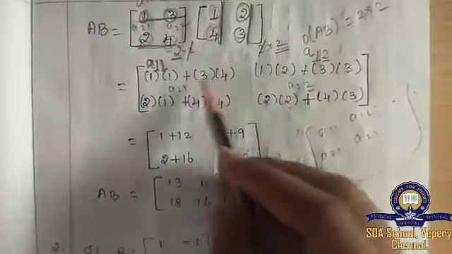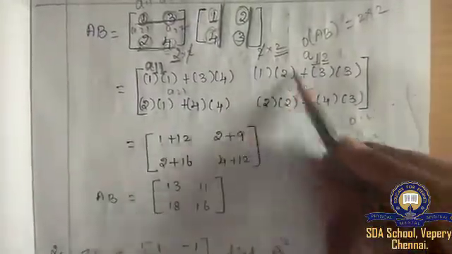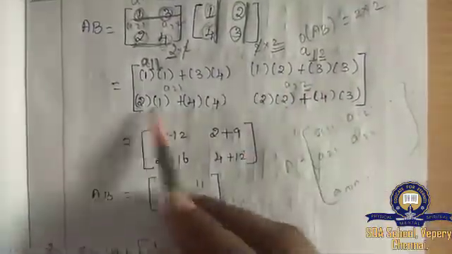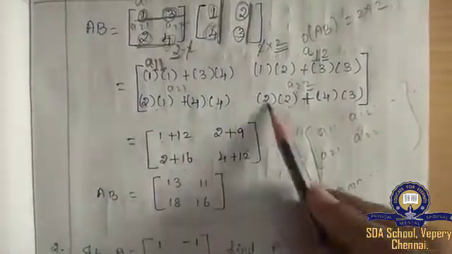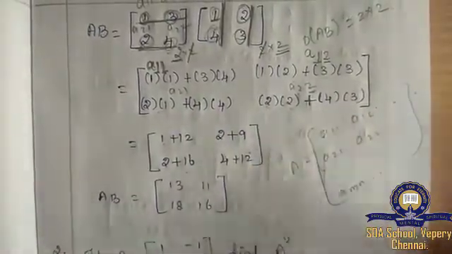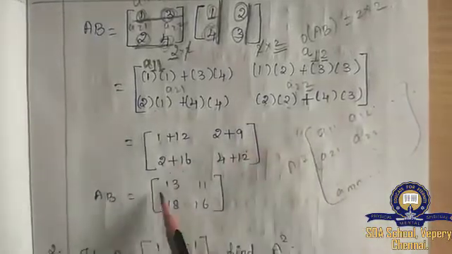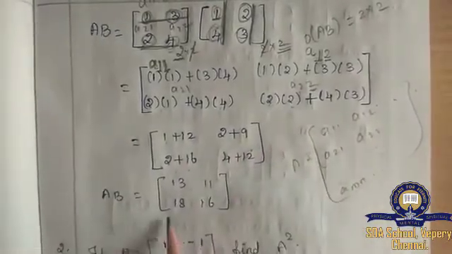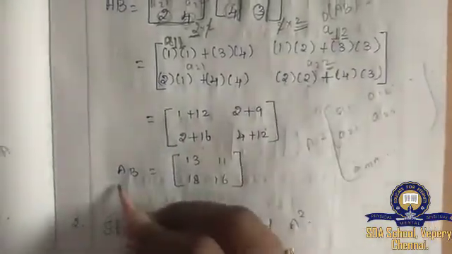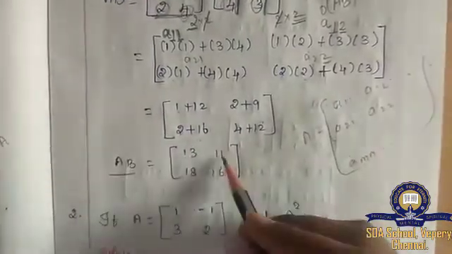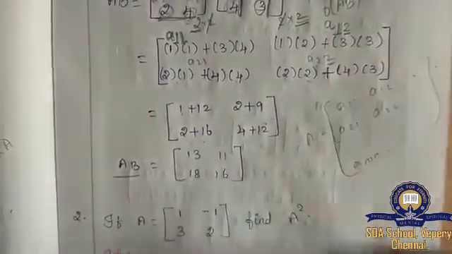1 into 1 is 1, 3 into 4 is 12. So 1 2s are 2, 3 3s are 9, 2 1s are 2, 4 4s are 16, 2 2s are 4, 4 3s are 12. So after doing this, the answer will be 13, 11, 18 and 16. So the product of AB is 13, 11, 18 and 16.